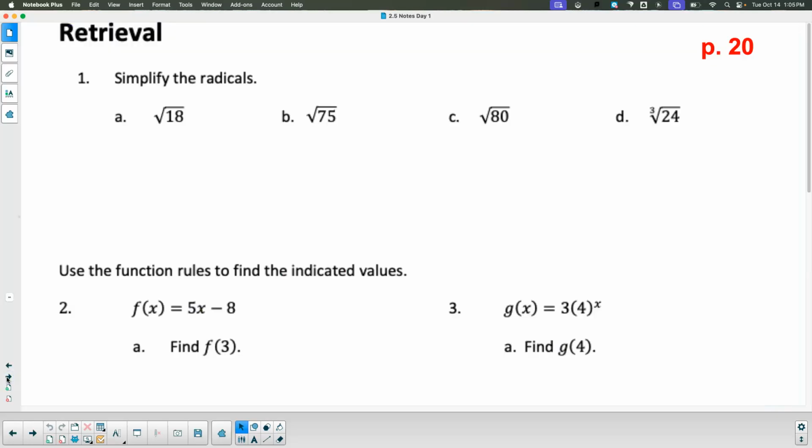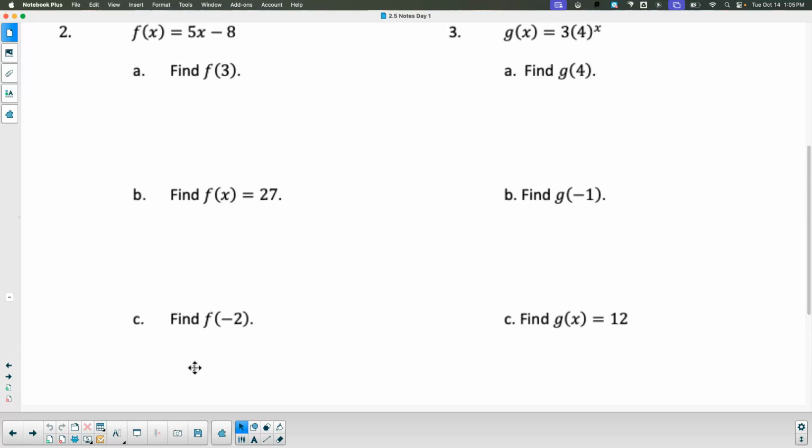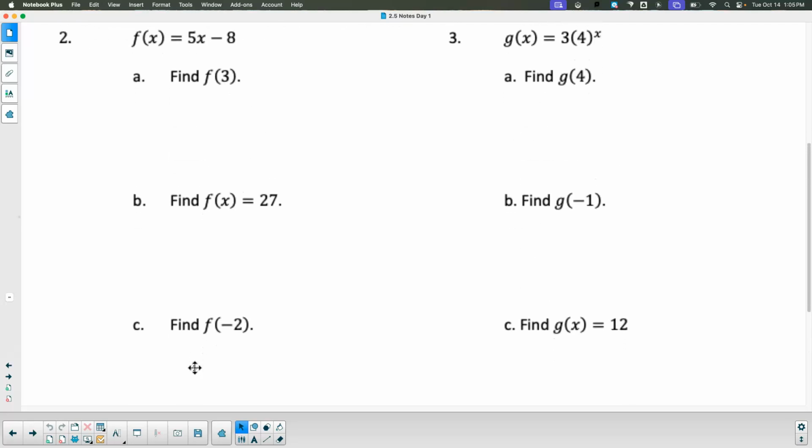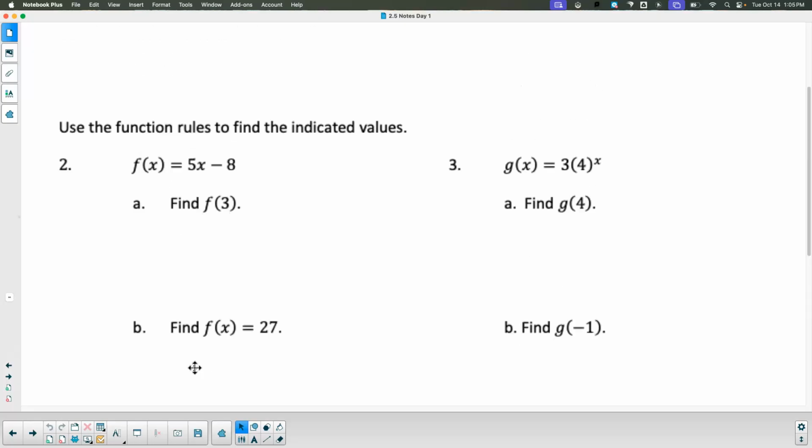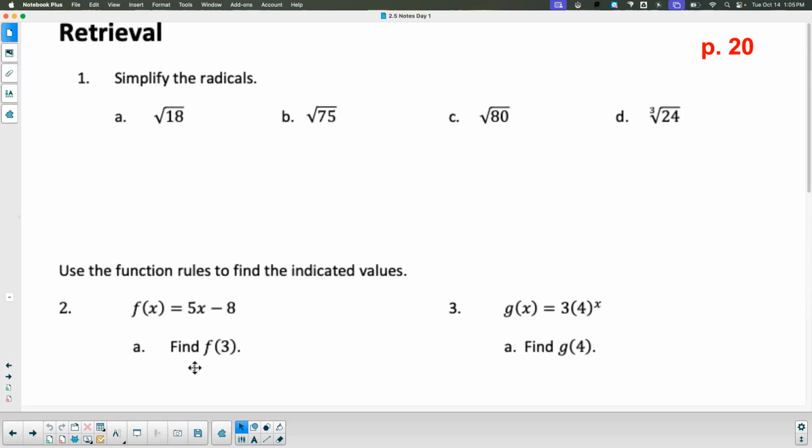So we are in your packets today. Little retrieval action here. So let's do a little simplification for the first 4, and then find the indicated values given those 2 rules there. Finding some other stuff with those rules, love it. Okay, so let's do the retrieval at this point in time, which is on page 20.